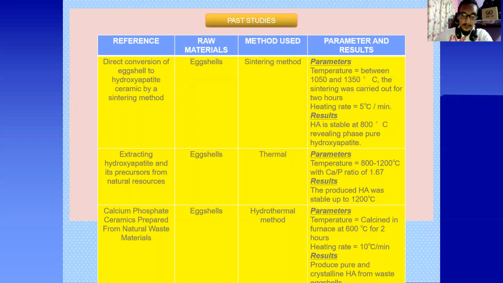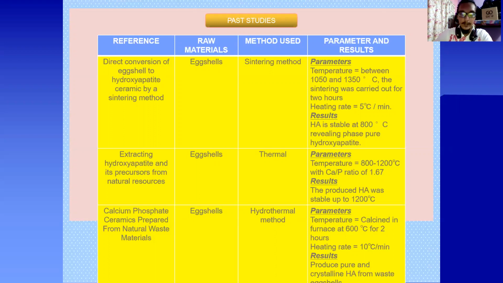These are past studies from the literature review on the processes. The first reference shows the direct conversion of eggshell to hydroxyapatite by the sintering method. The temperature used is between 1050 Celsius and 1350 Celsius, and the sintering was carried out for 2 hours with a heating rate of 5 Celsius per minute. The results show a stable phase of hydroxyapatite.